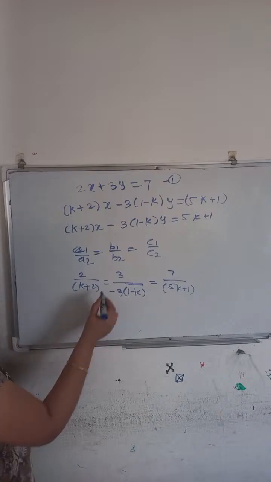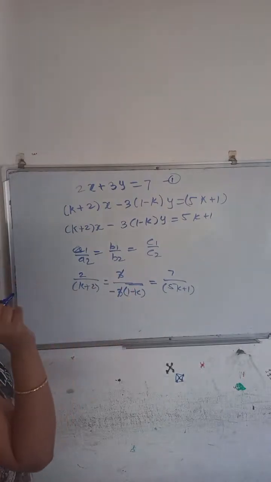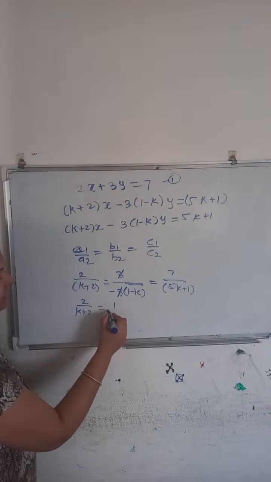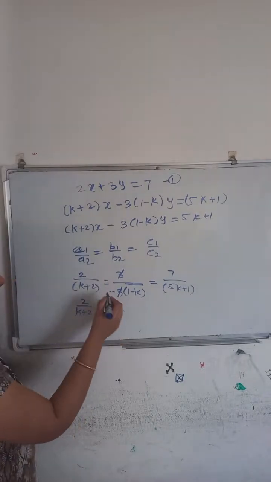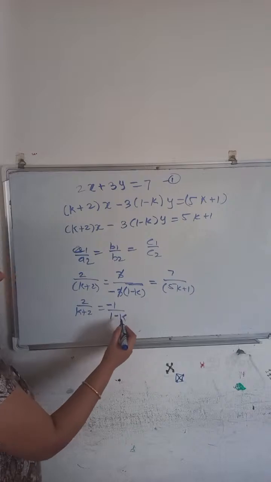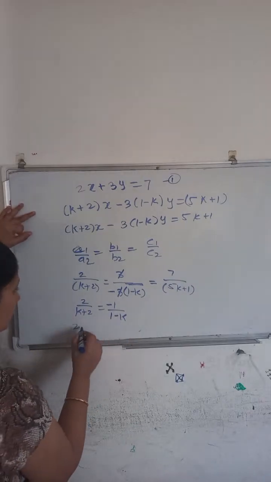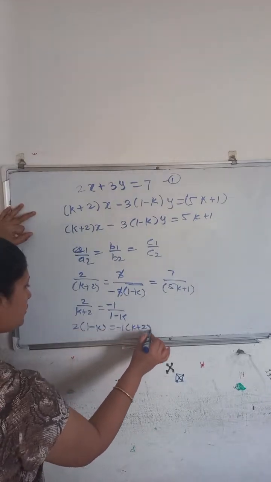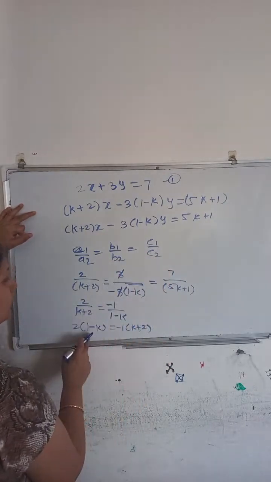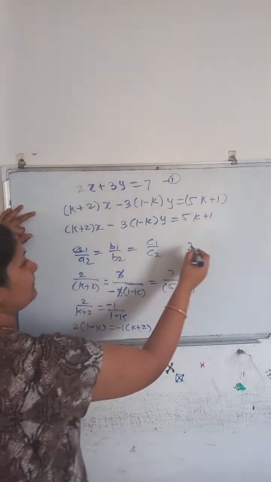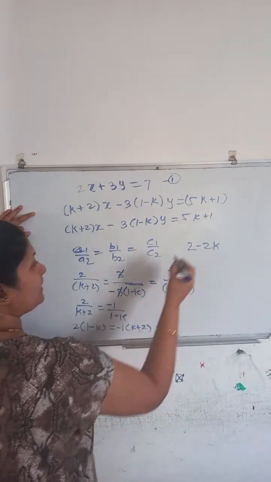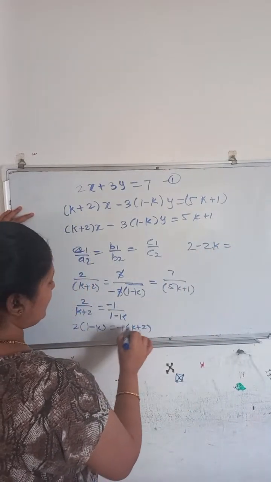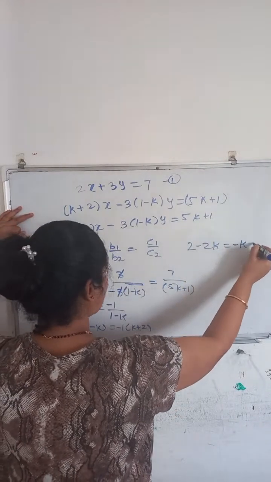Now any bracket you can take. So here 3 and 3 get cancelled, but the negative sign is there. Don't forget this. So 2 upon k plus 2 is equal to 1 upon, I will take this minus sign up, and this is 1 minus k. Take cross multiplication. 2 into the bracket 1 minus k is equal to minus 1 into k plus 2. Now multiply this. 2 into 1 is 2, minus 2 into k, equal to, now keep minus here. You can just multiply the minus sign inside this bracket. So this will become minus k minus 2.